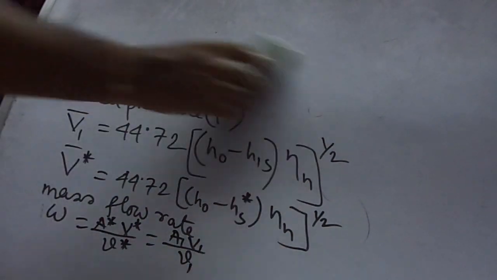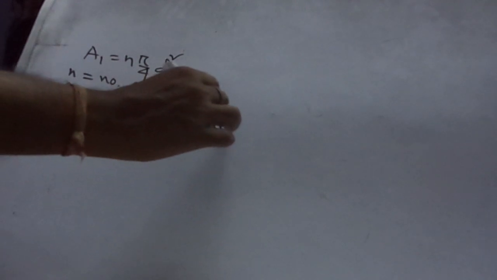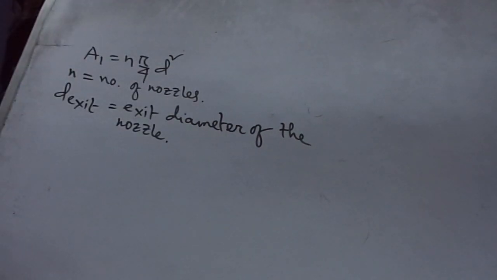If the nozzle cross sections are circular, A1 is n into pi by 4 d square, where n is equal to number of nozzles and d is the exit diameter of the nozzle. The cross section may be rectangular or square also.